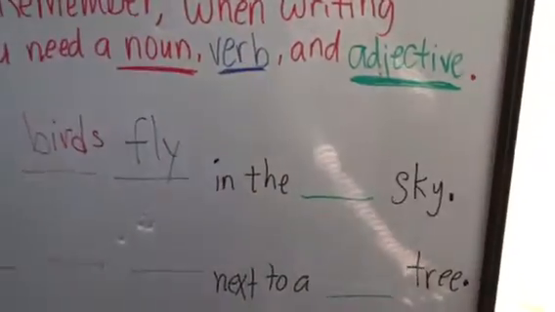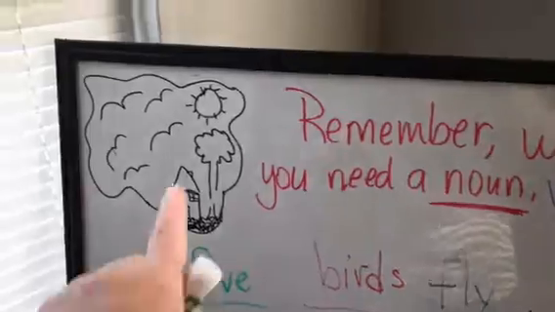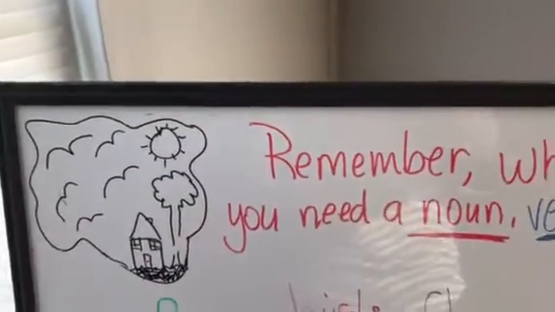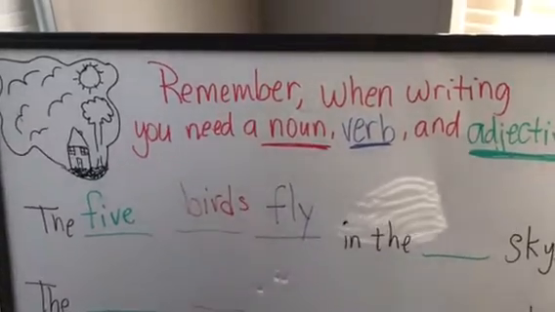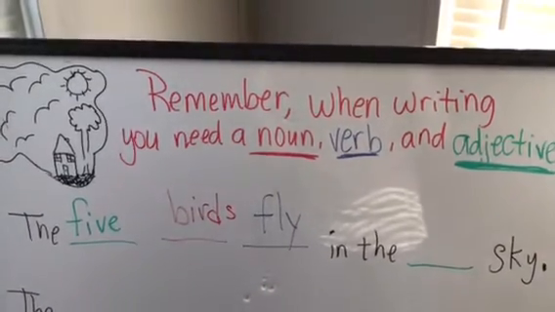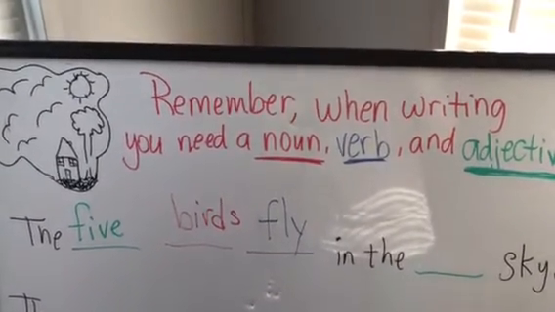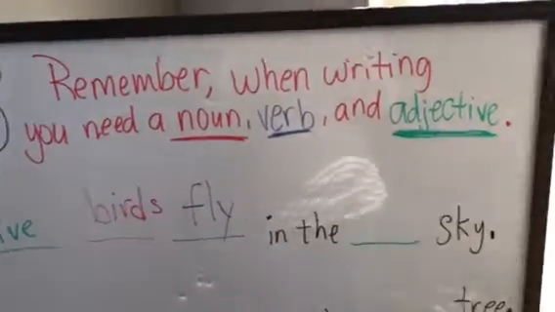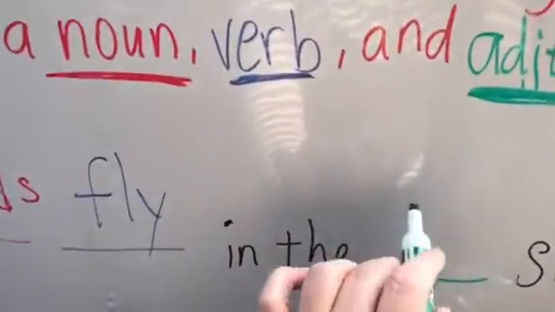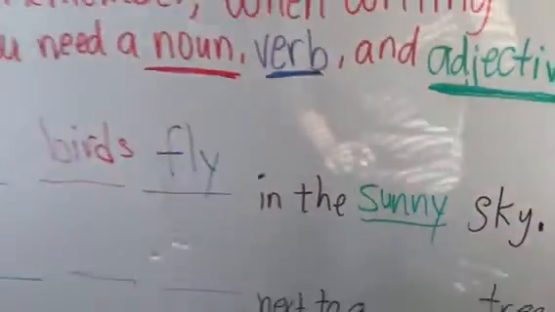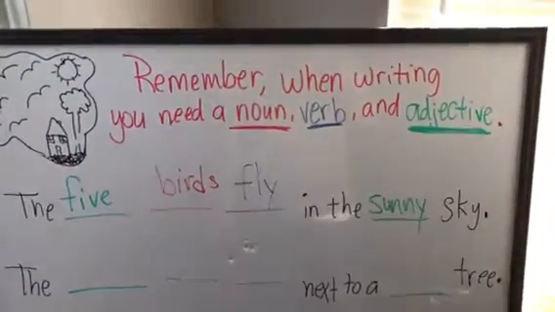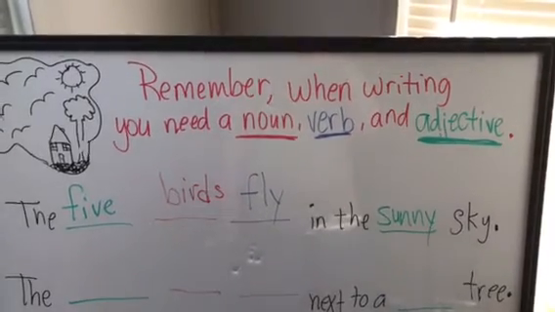What do we see up in that sky? Right here, we see the sun. Think about words that could describe that sky with the sun up there. We could use bright. We could use sunny. I'm going to use sunny in this sentence. Okay. The 5 birds fly in the sunny sky.